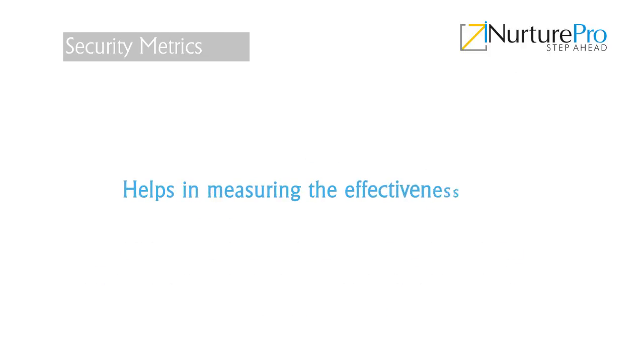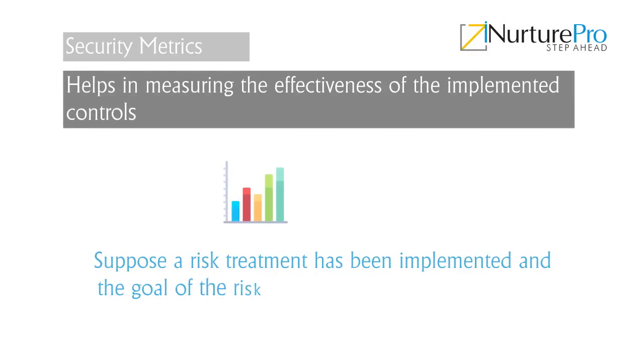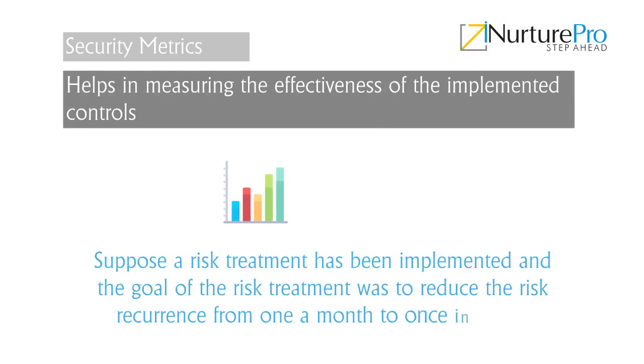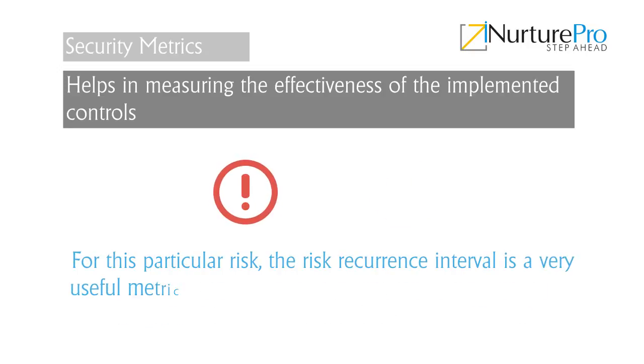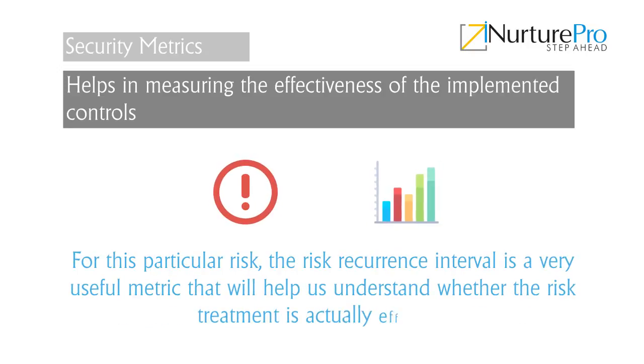Helps in measuring the effectiveness of the implemented controls. Suppose a risk treatment has been implemented and the goal of the risk treatment was to reduce the risk recurrence from once a month to once in a year. For this particular task, the risk recurrence interval is a very useful metric that will help us understand whether the risk treatment is actually effective.